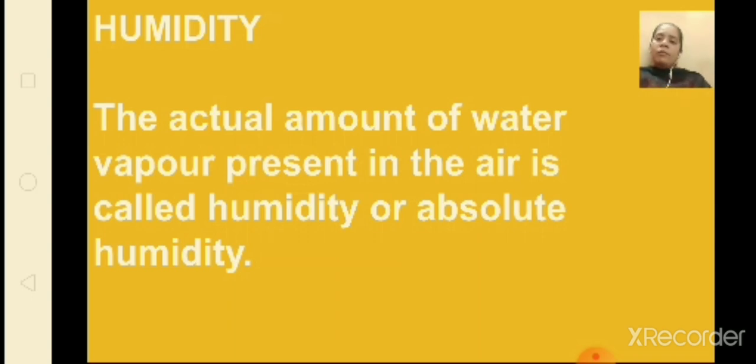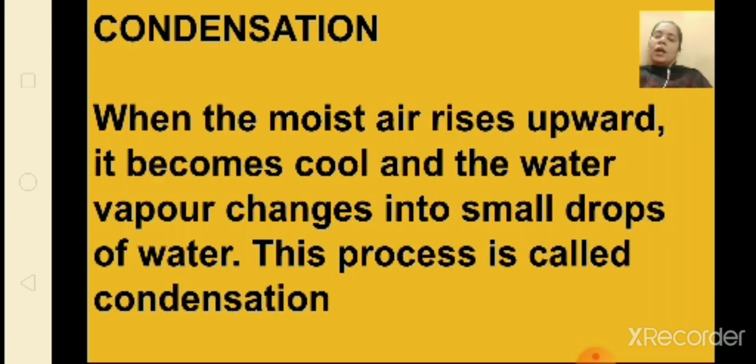right? So, before that, what is humidity, children? The actual amount of water vapor present in the air is called humidity or absolute humidity. Okay? So, condensation. Children, as I was telling you, when the water vapor rises, it starts cooling. The water vapor condenses, causing formation of droplets of water. That is, when the moist air rises upward, it becomes cool and the water vapor changes into small drops of water. This process is called condensation.